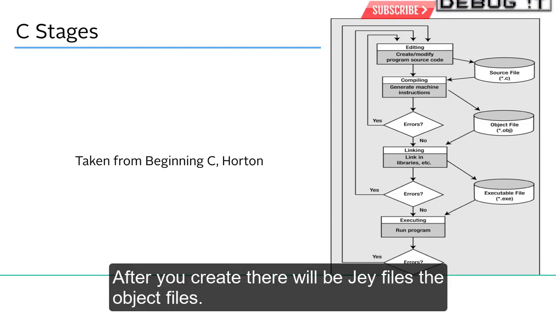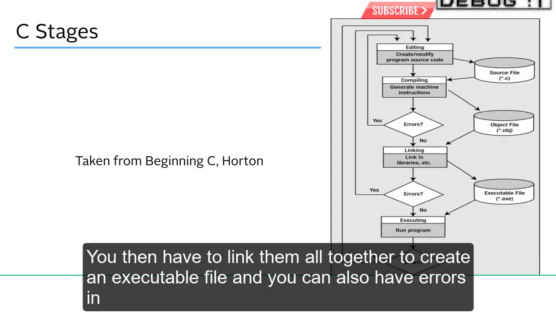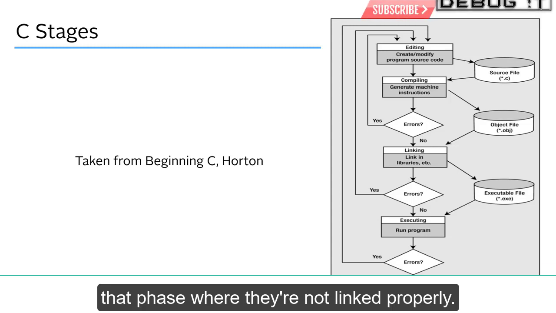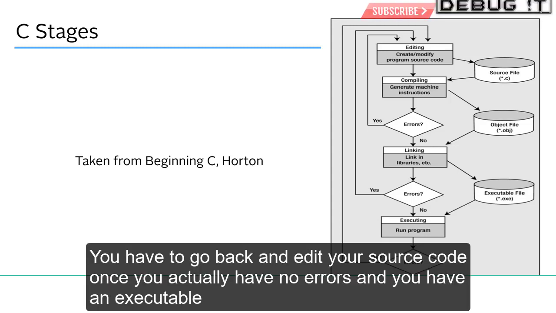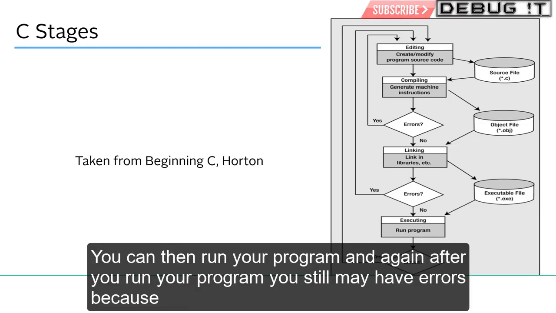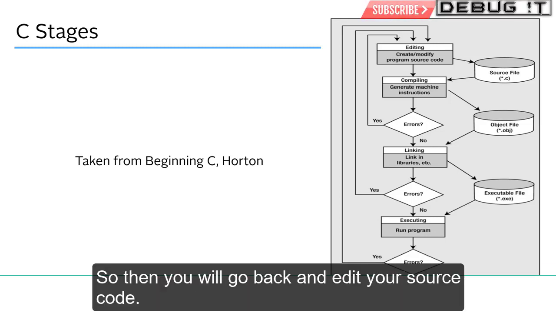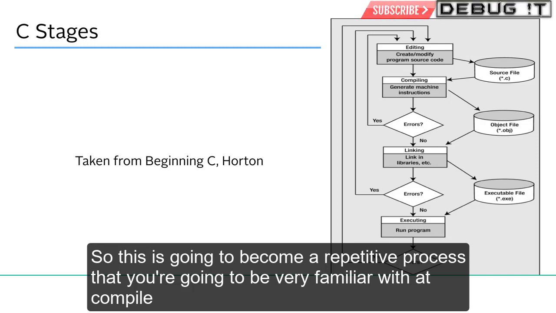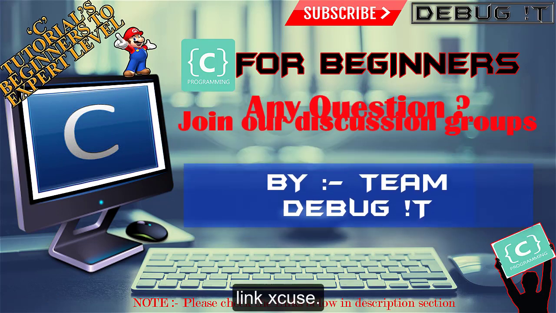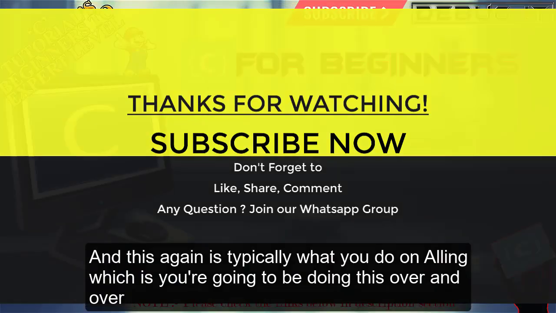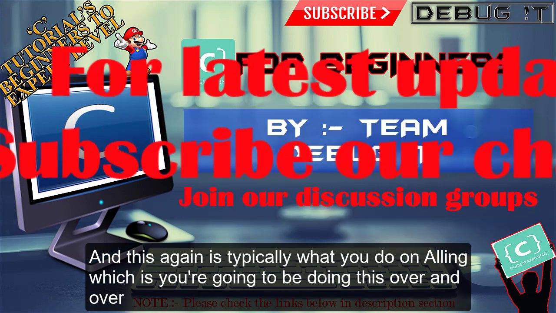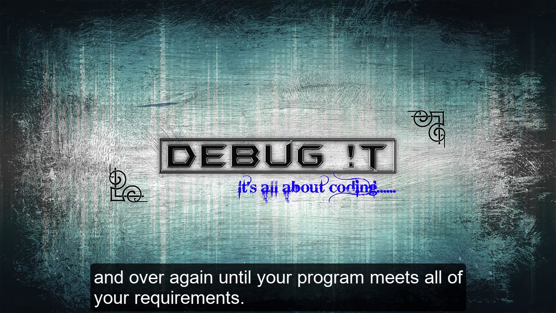After you create the object files, you then have to link them all together to create an executable file. And you could also have errors in that phase where they're not linked properly. You have to go back and edit your source code. Once you actually have no errors and you have an executable file, you can then run your program. And again, after you run your program, you still may have errors because there could be logic errors. So then you would go back and edit your source code. So this is going to become a repetitive process that you're going to be very familiar with. Edit, compile, link, execute. And this again is typically what you do in all languages. You're going to be doing this over and over and over again until your program meets all of your requirements.